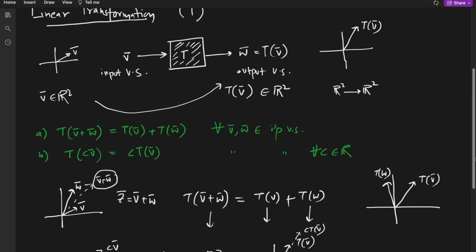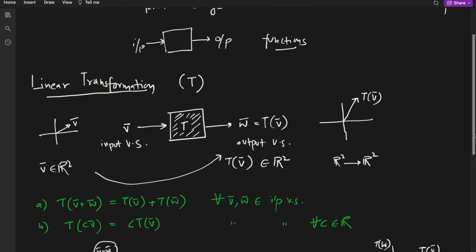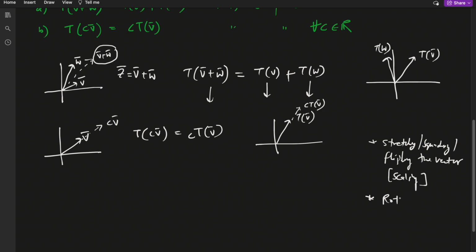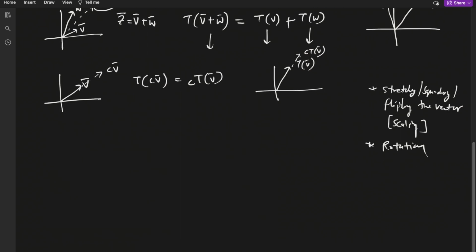Now if you see what the transformation is doing, it's just doing two things. Linear transformation is doing two things visually. The first thing it is doing is it is either stretching or squashing or maybe flipping the vector, basically scaling the vector, and or it is doing some rotation, or a combination of both.